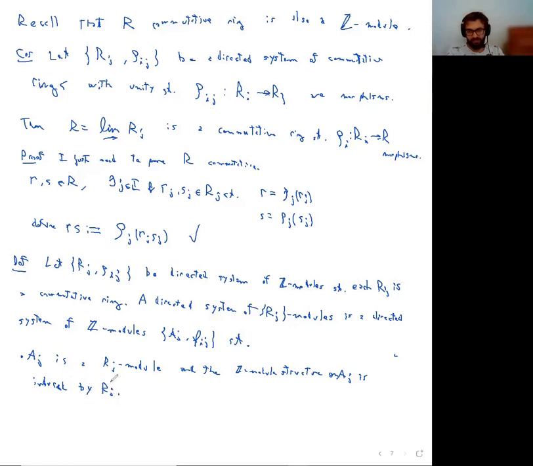And so basically what I'm saying is that if you multiply an element of Aj by a natural number, it is the same as if you were thinking of this natural number in Rj. Okay.